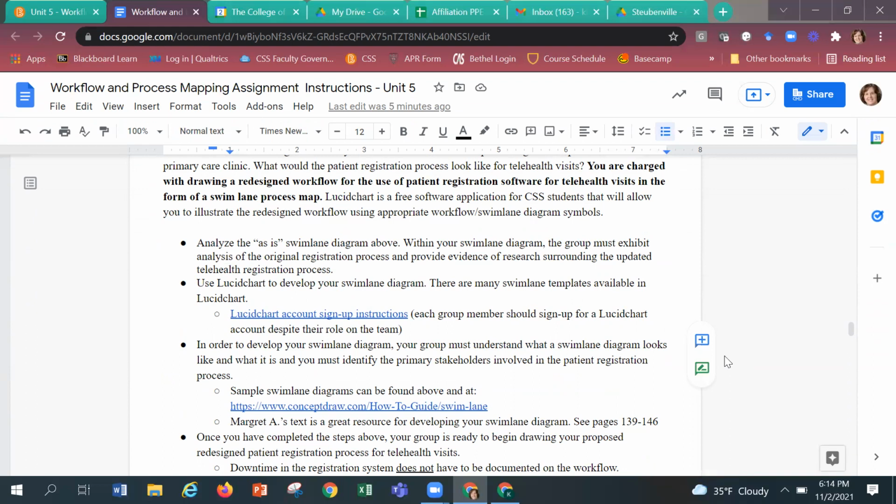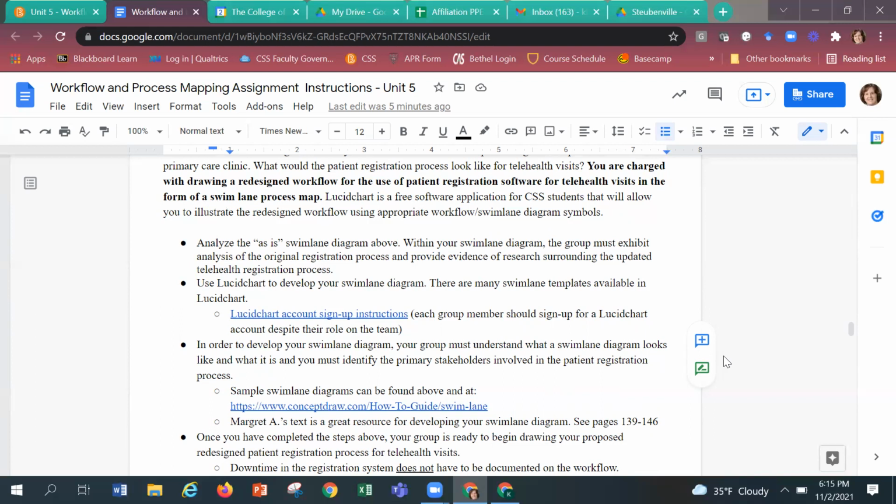So first thing that you should do as a team is analyze that as-is swim lane diagram. Make sure that you understand it and how it flows and all of the steps that are currently taking place. And so then within your swim lane diagram, the group should exhibit analysis of that original registration process. Like I should see that it's obviously different than that original one, right? And I want you to provide evidence of research surrounding the updated telehealth registration process.